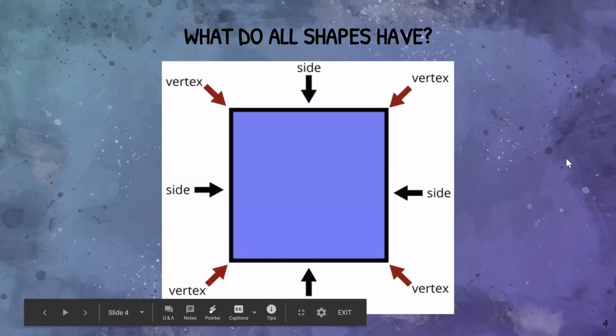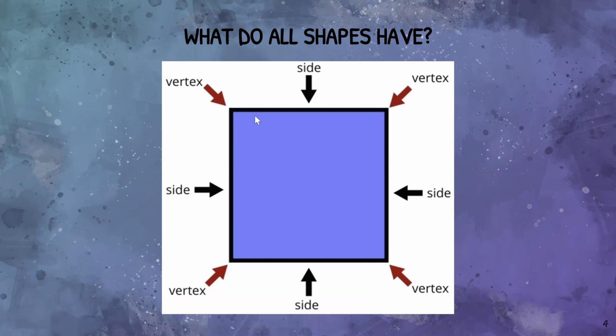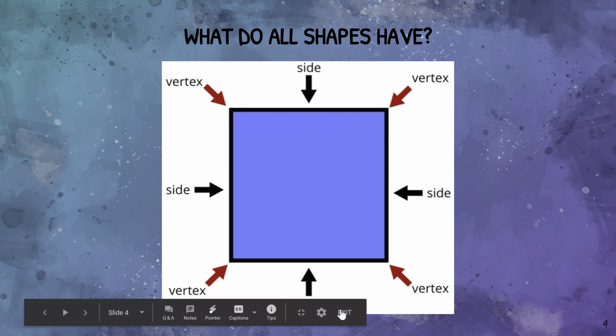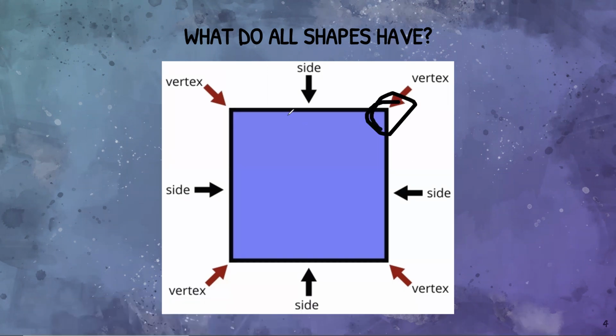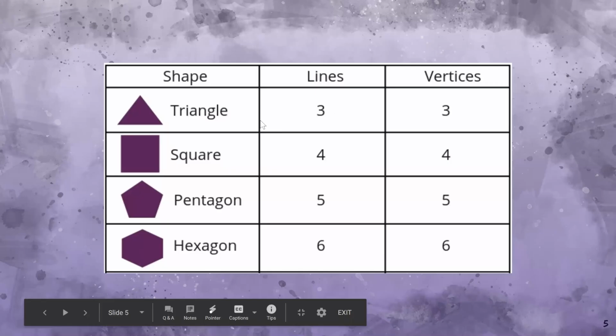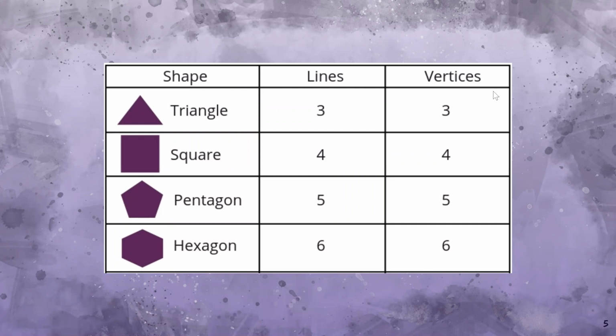So what do all shapes have? Every single shape has a side, and they all have vertices. Vertices are these things, and sides are just side lengths. You can see how a triangle has 3 sides and 3 vertices. So all shapes will have the same amount of vertices as they do sides.